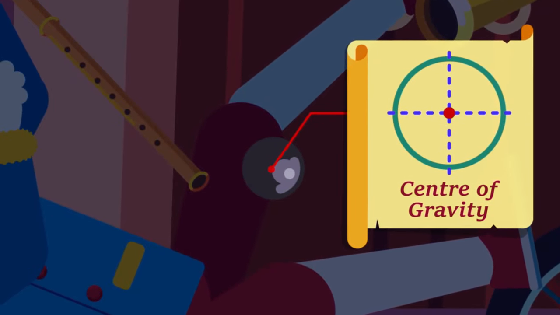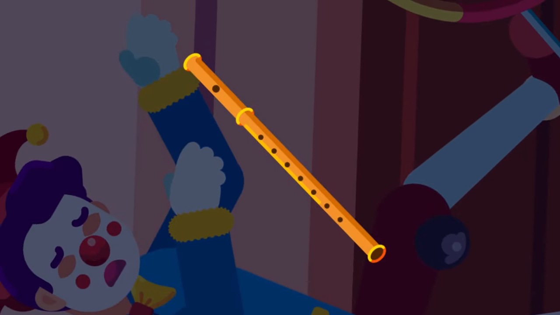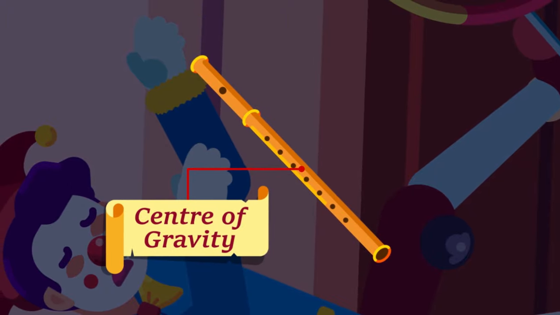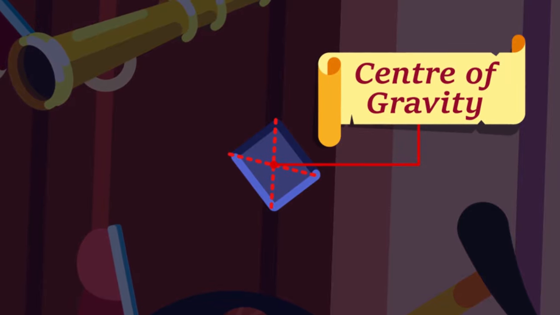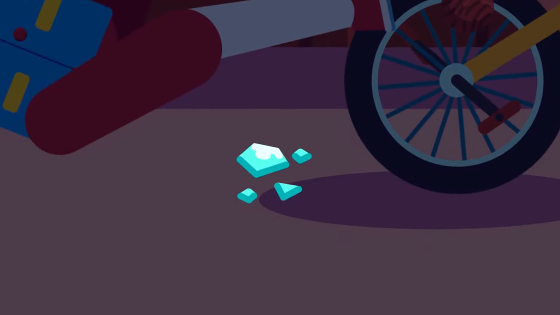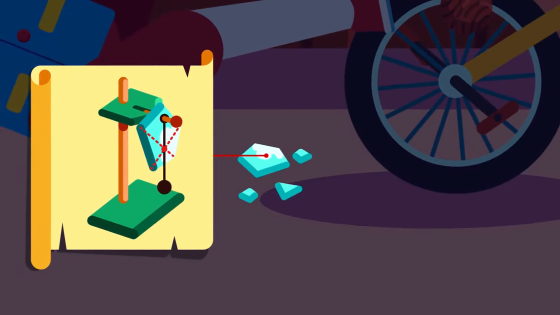For a symmetrical object, its gravity center can be found in its geometry. The gravity center of a uniform rod is the point where it is in balance, while for a uniform rectangular and square sheet, the center of gravity is on the diagonal intersection. For asymmetrical objects, we can use a plumb line to find its center of gravity.